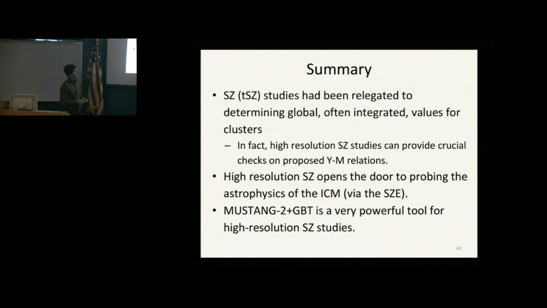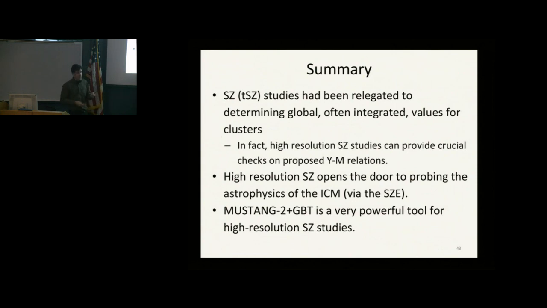But I want to then return to thermal SZ and Mustang. SZ studies, especially thermal SZ studies, have been relegated just to bulk observations of galaxy clusters. Just get an integrated signal from that cluster and see what you can do from that. But now, with the advent of these high-resolution instruments, especially Mustang 2, we're not just relegated to determining the integrated Y signal and estimating a mass that way. We can actually estimate a mass for ourselves and see how that compares with the literature.